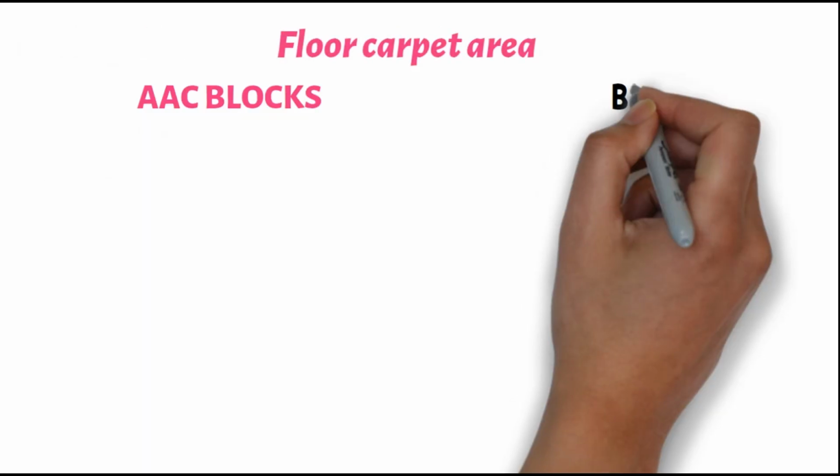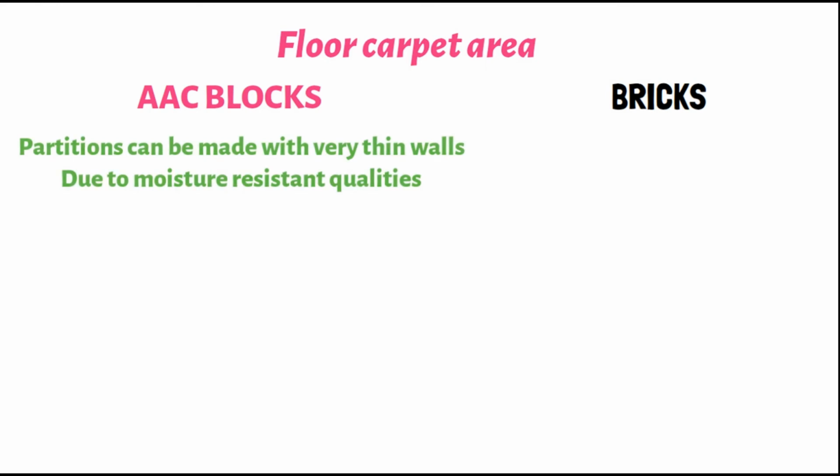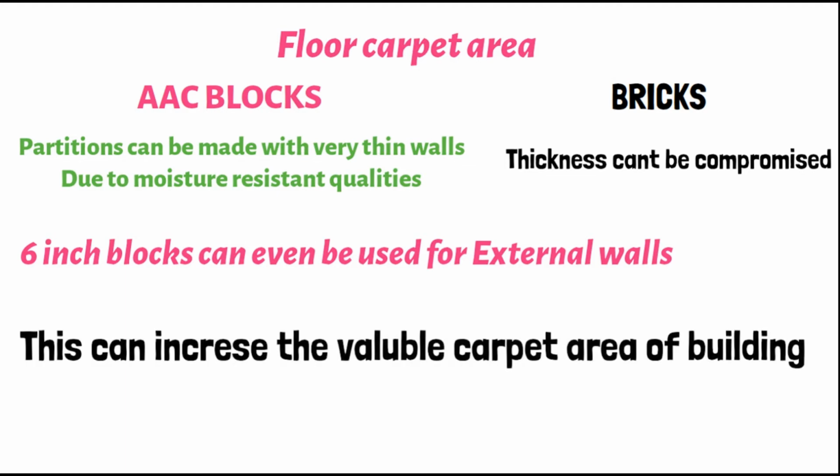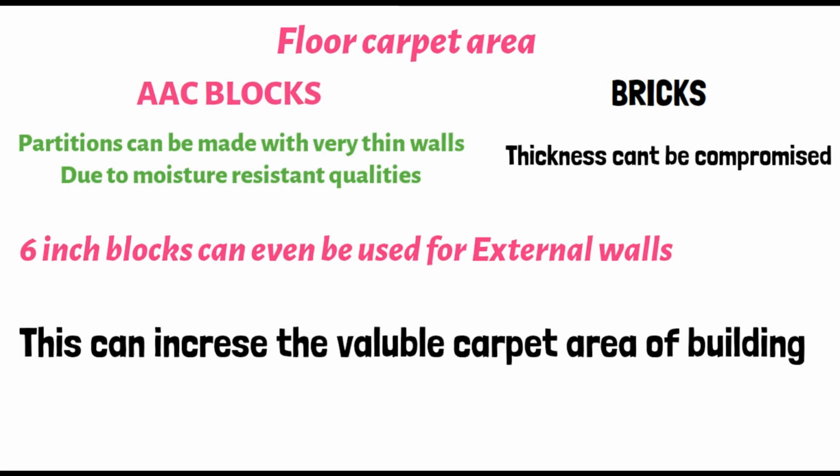Next is floor carpet area. AAC blocks can make partitions with very thin walls due to their moisture resistant qualities, whereas with bricks the thickness cannot be compromised. A 6-inch thick block can even be used for external walls. This can increase the valuable carpet area inside the building.